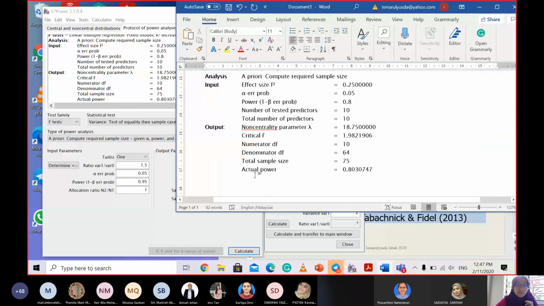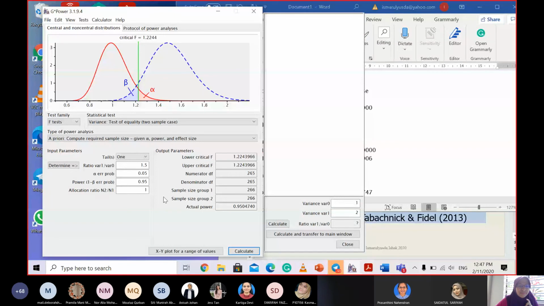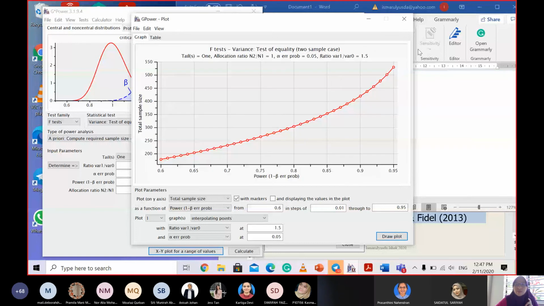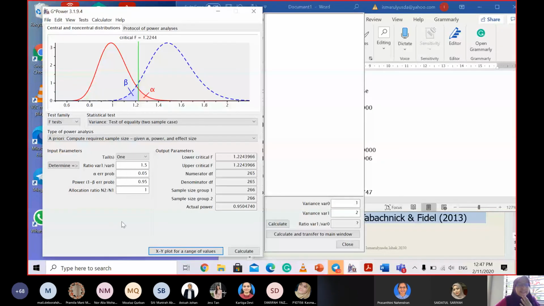Other than that, okay, this one calculate. If you click for XY plots, you can draw plots. This will show you that if you are using the power 0.8, total sample size 300, you need more than that. I think that's all I can share.